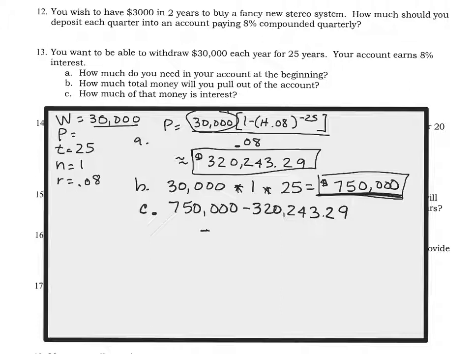Okay, and we should get $429,756.71. That's how much interest is. Again, this is not a simple interest problem where you do principal times rate times time. It's not a simple interest issue.